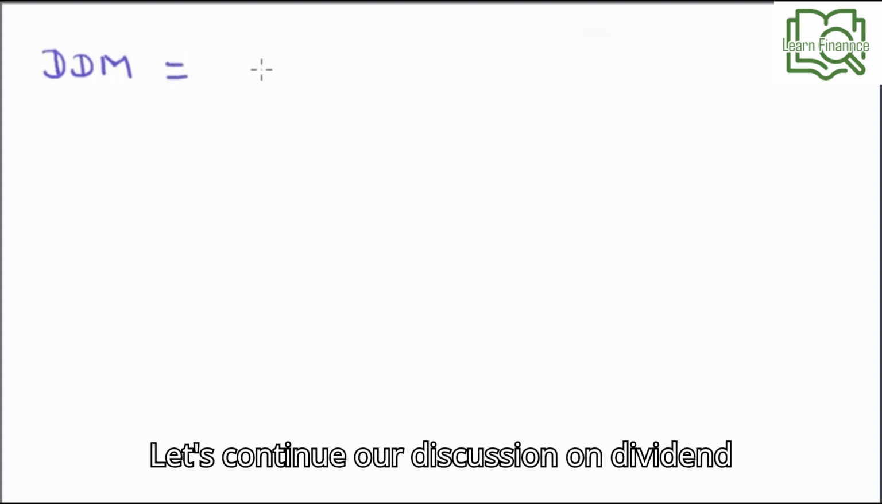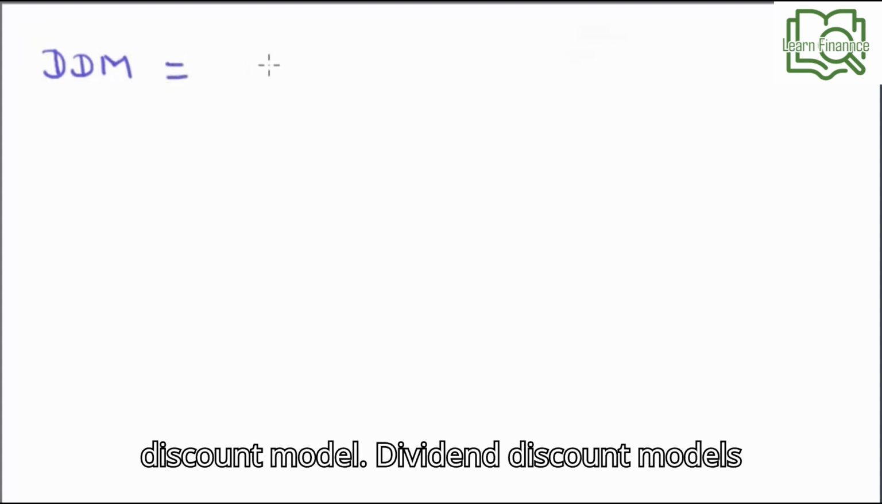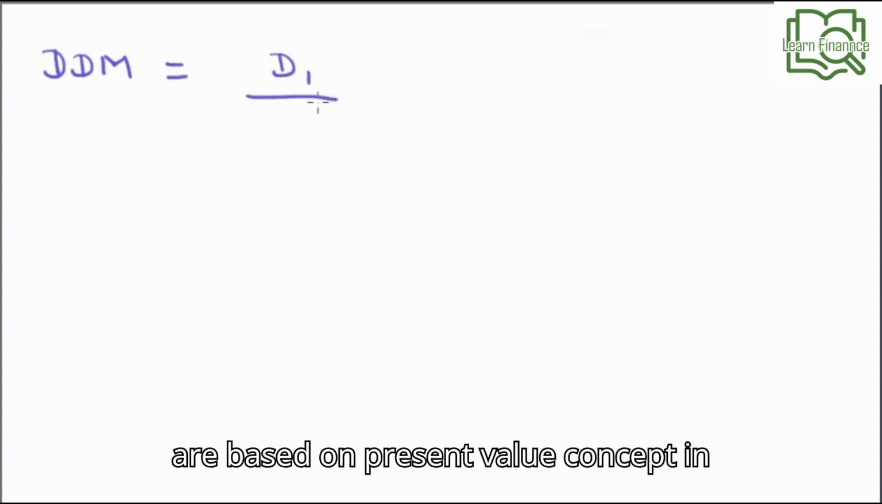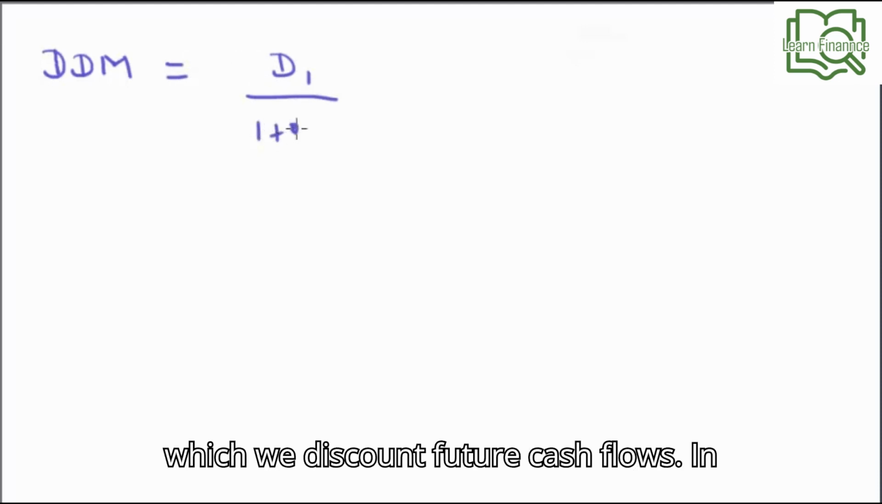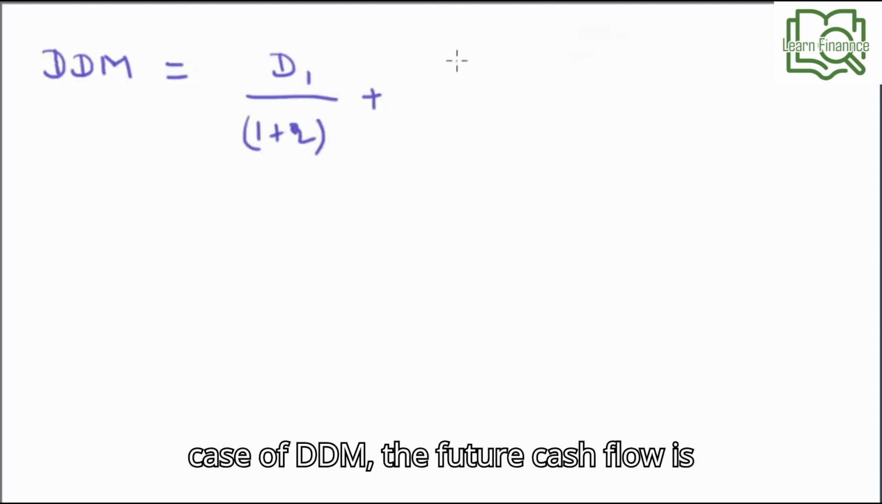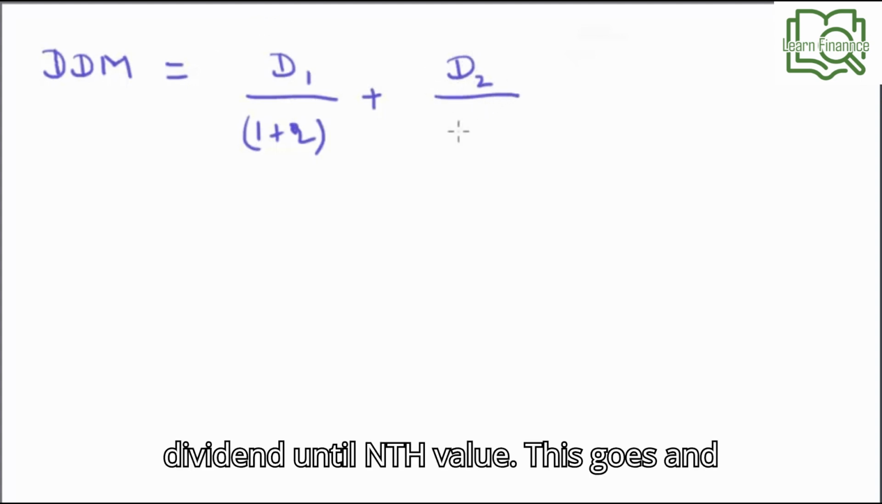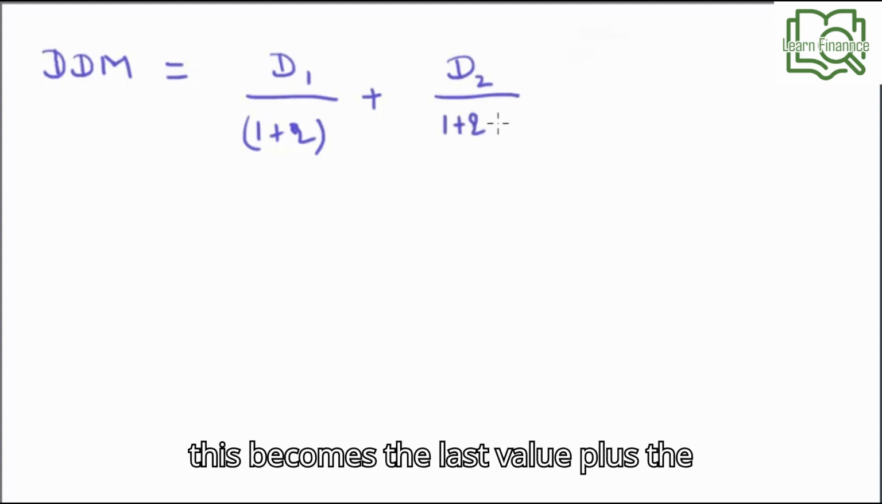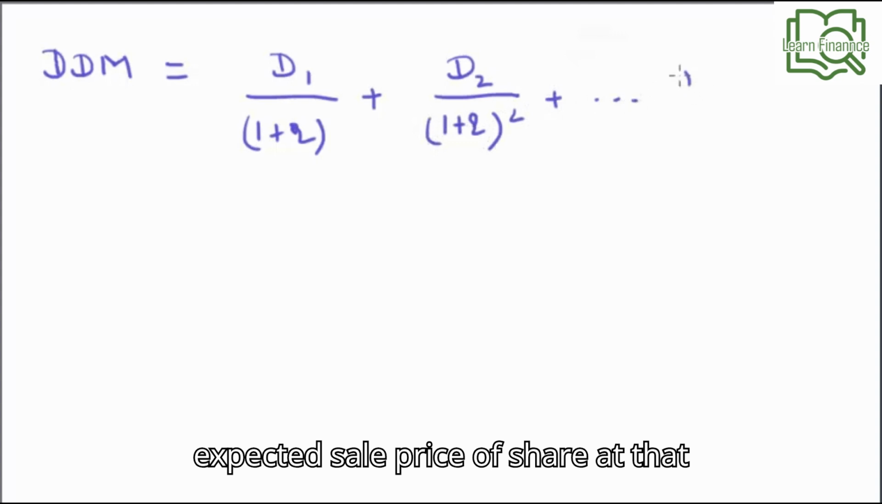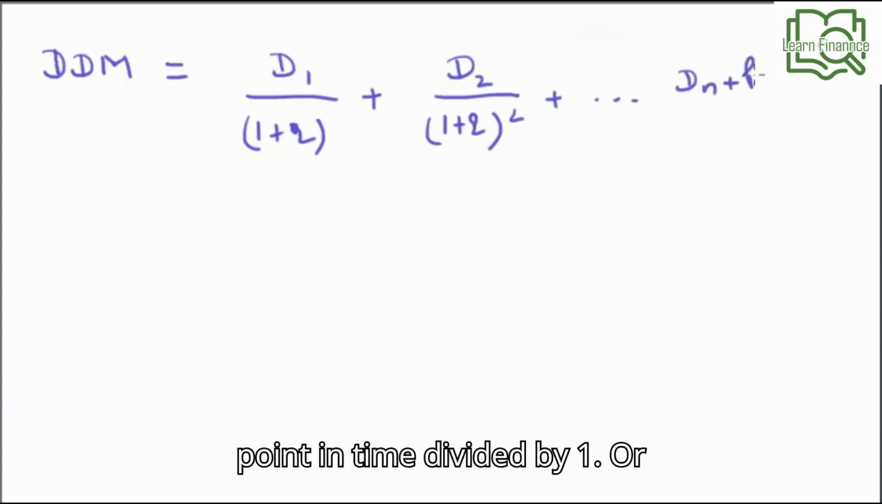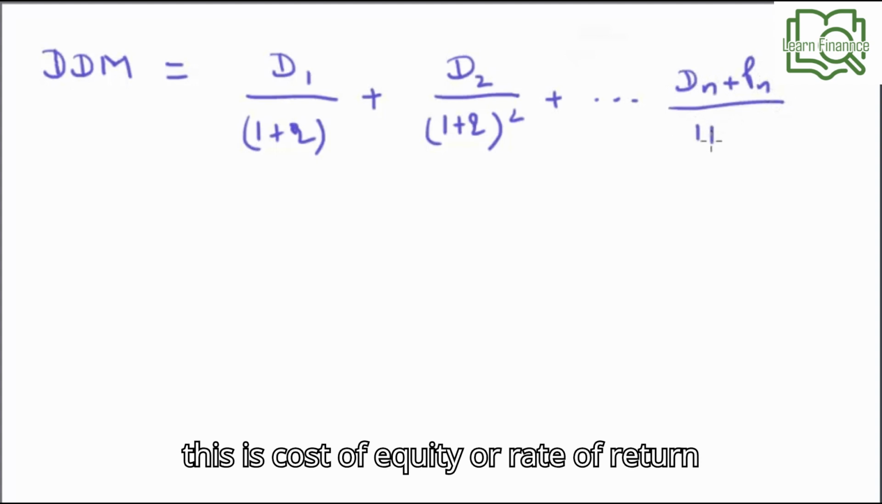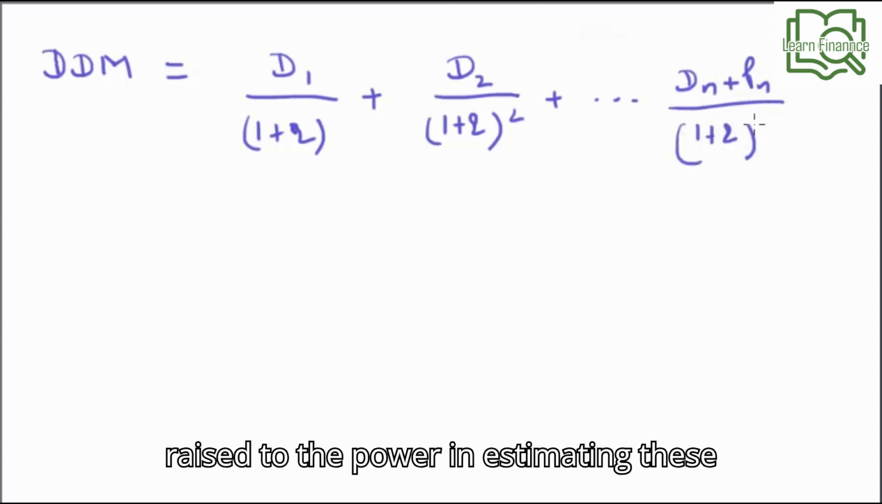Let's continue our discussion on the dividend discount model. Dividend discount models are based on the present value concept, in which we discount future cash flows. In the case of DDM, the future cash flow is the dividend until the nth year, plus the expected sale price of the share at that point in time, divided by 1 plus the cost of equity, or rate of return, raised to the power n.